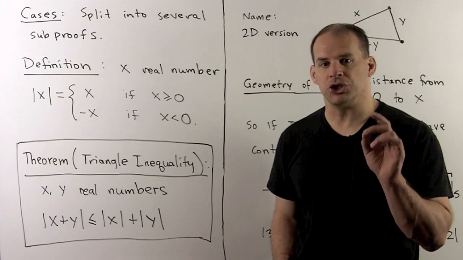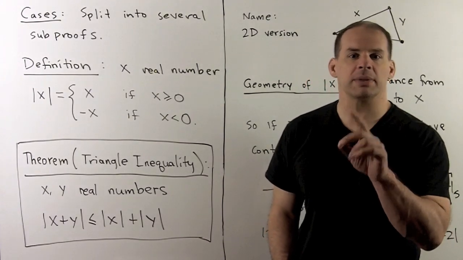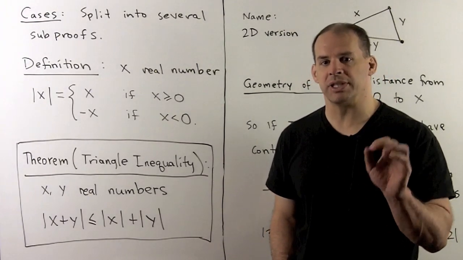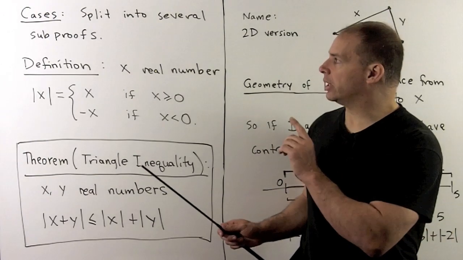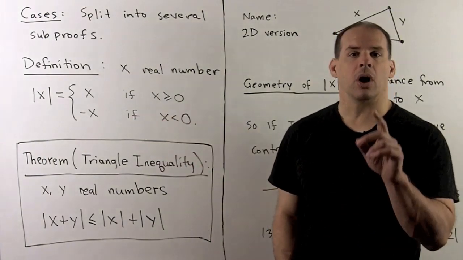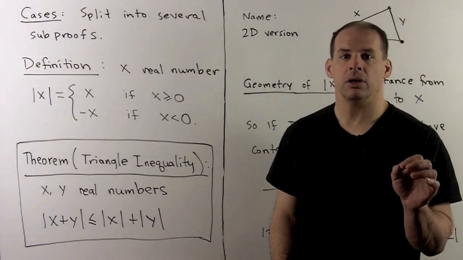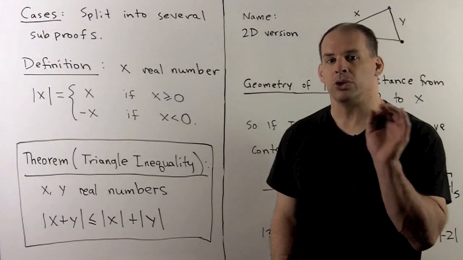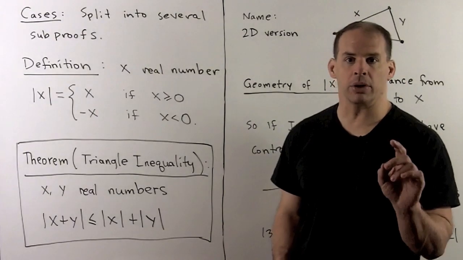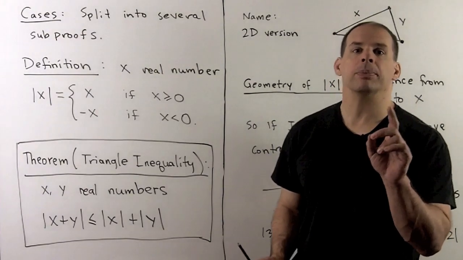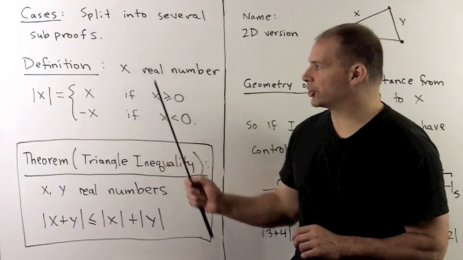Getting back to proofs in general, we note that sometimes it'll be useful to split our proofs into cases. So here, I want to split our proof into several smaller proofs. For an example of this, we have the triangle inequality for real numbers. Now, to start, I'll have a definition.